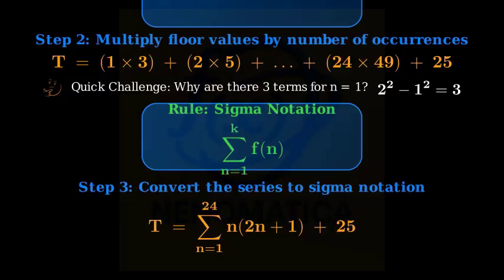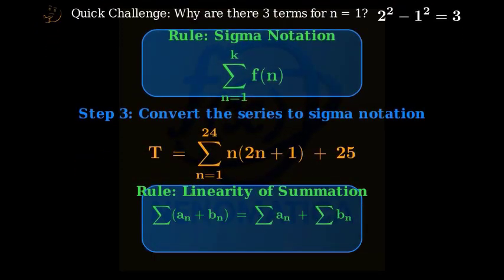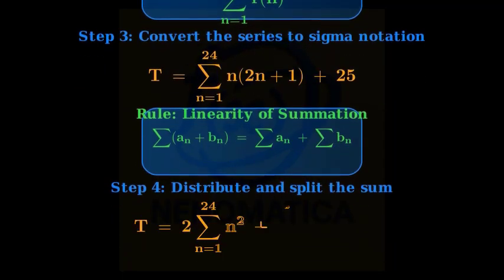The sum of a plus b equals the sum of a plus the sum of b, and constants can factor out. Step 4. Distribute inside, and split the sum into two pieces. That yields 2 times the sum of n squared plus the sum of n, then plus 25.